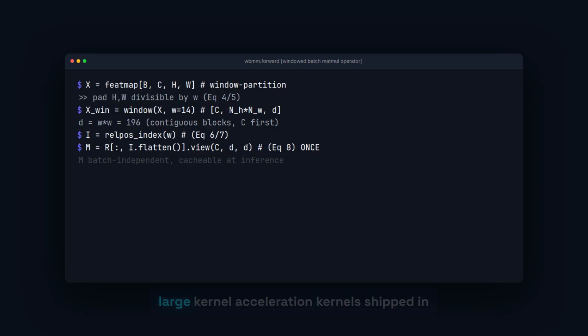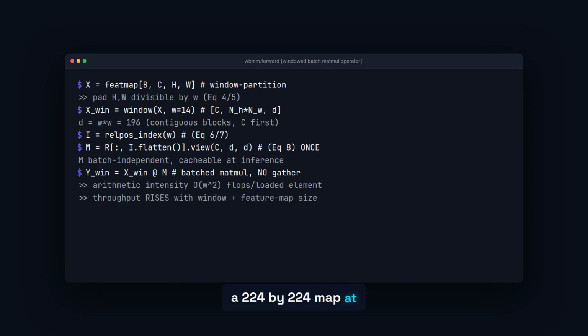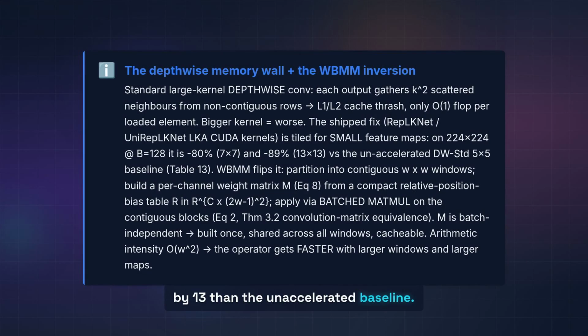And the existing fix, the large kernel acceleration kernels shipped in RepLKNet and UniRepLKNet, are tuned for small feature maps. On a 224 by 224 map at batch 128, those kernels are 80% slower at 7 by 7 and 89% slower at 13 by 13 than the unaccelerated baseline.